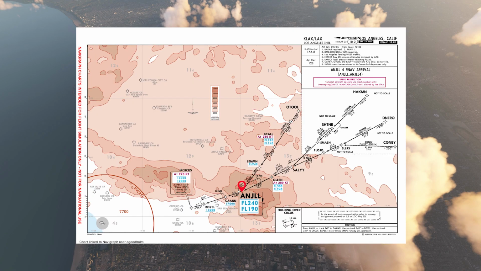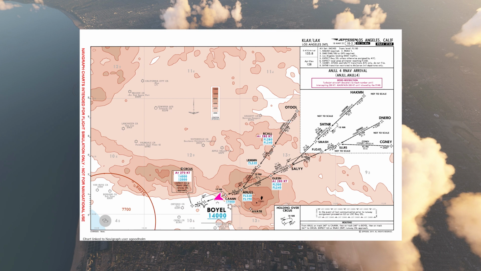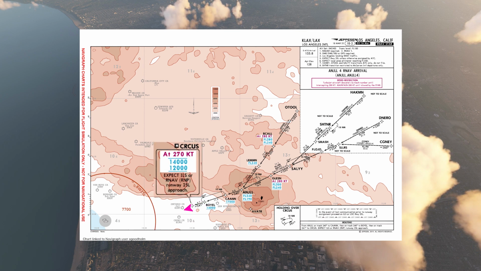After Gleason, it's on to the star of the show. Pun intended there. Angel, again, with a block altitude of flight level 240 and flight level 190. We could take a 240-degree heading to Cannes with a base altitude of 17,000. After that, it's 11.5 nautical miles to Boyle at 14,000 before we cross Circus at 270 knots, below 14,000 and above 12,000. At that point, we need to hook up to the ILS or RNP.